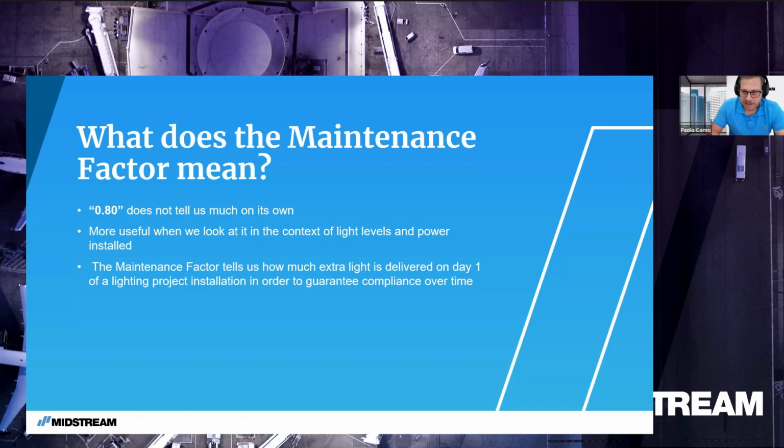Again, light levels and power are heavily influenced by it. On day one, light levels should reflect the maintenance factor that has been used. So if I have requested a project with a maintenance factor of 0.5, I need to see double the light levels of what I'm reading on the page on the day of installation. Otherwise, there is something wrong. There is something that is not going to change over time the way I expected.